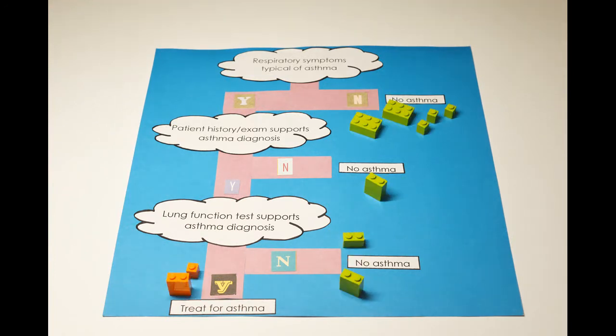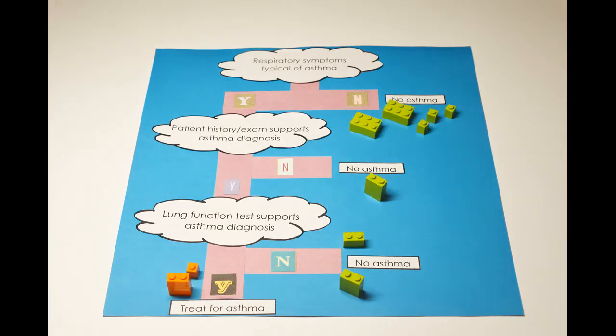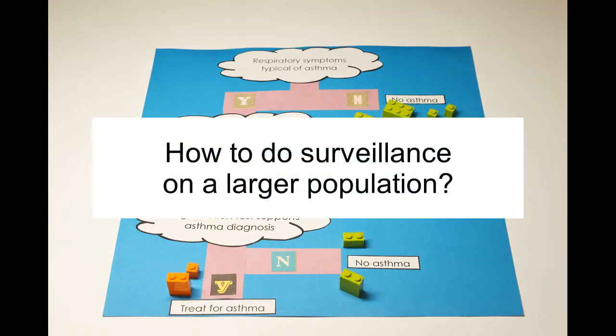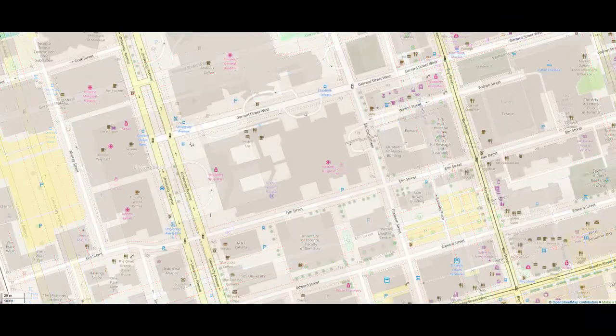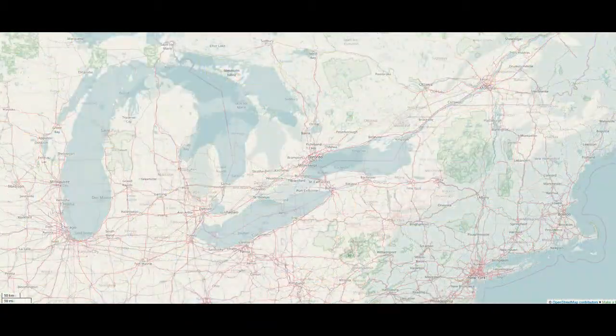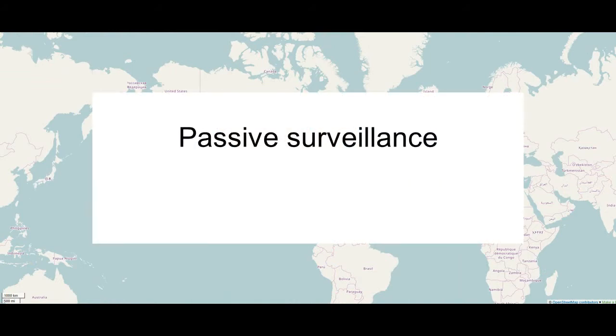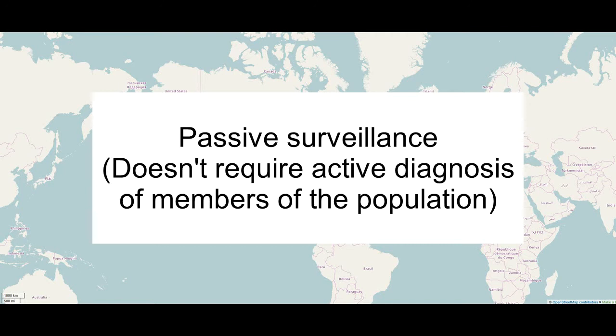Because surveillance should be continuous, we come back every year to see how rates of asthma are changing in this population. But what do you do when you want to know about asthma in a larger population, in a community, city, health region, state or province, country, or in the whole world? In those cases, you might want a surveillance system that is passive, that doesn't require going into the population and actively diagnosing and assessing asthma.